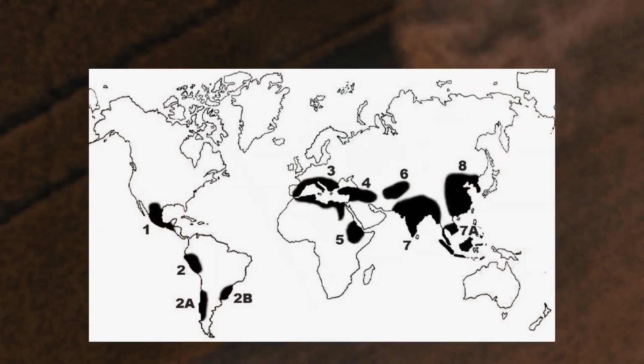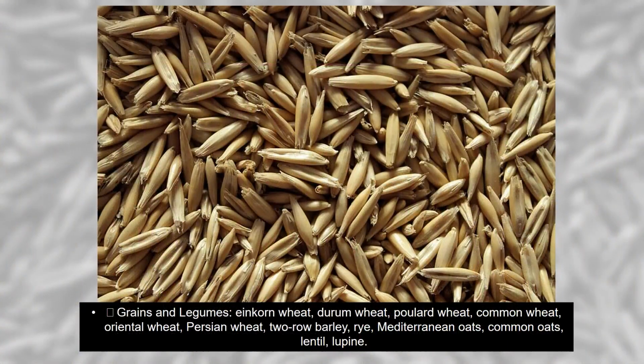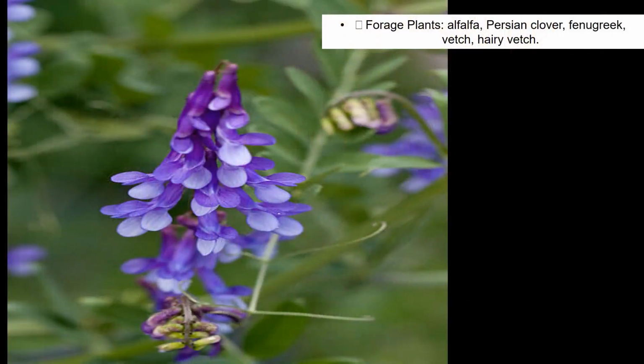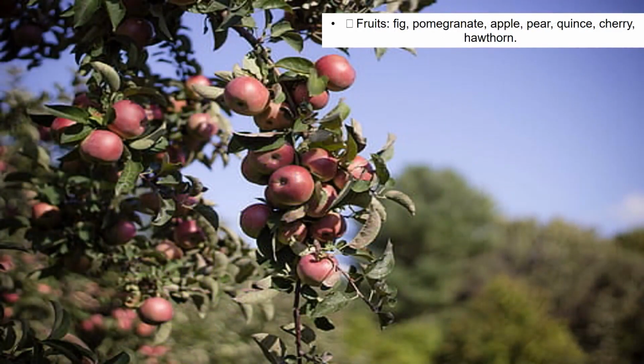You can see that. Then the Middle East center of origin includes the interior of Asia Minor, all of Transcaucasia, Iran, then the highland of Turkmenistan, and 83 species have been identified so far which originated from the Middle East, including einkorn wheat, durum wheat, poulard wheat, common wheat, oriental wheat, Mediterranean oats, common oats, lentil, lupin from the family of grains and legumes. From the family of forage plants, alfalfa, Persian clover, fenugreek, vetch, hairy vetch. Then the family of fruits that include fig, pomegranate, apple, pear, quince, cherry, and hawthorns originated from the Middle East.